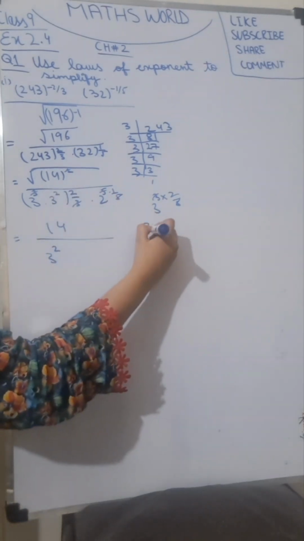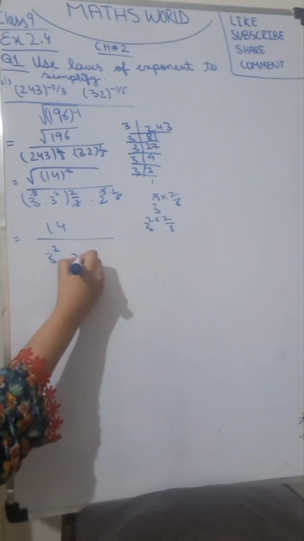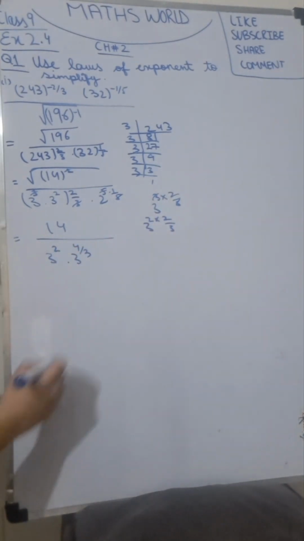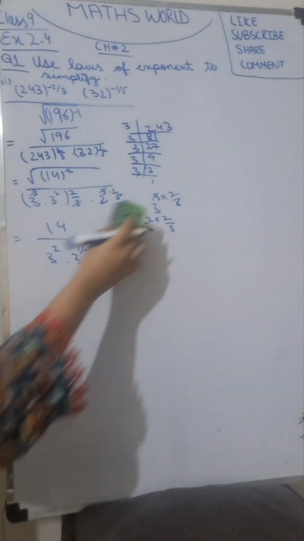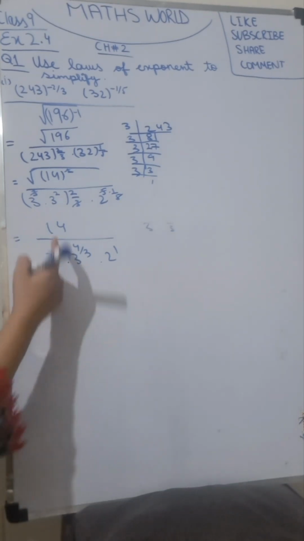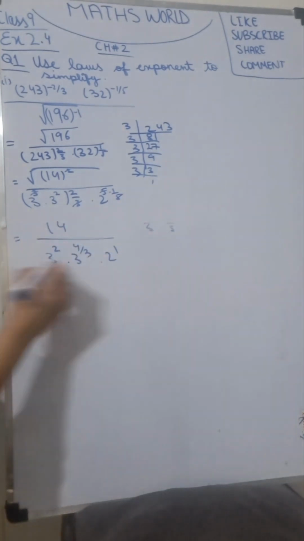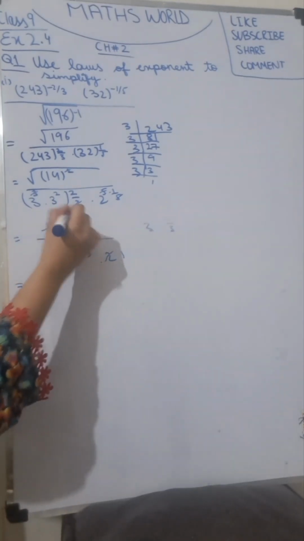And here 3 power 2 into 2 by 3, so you will get 2 to the 4 by 3. And here you will get 2 power 1. Now what will you do? Simply solve the question, and by solving the question you will get the answer. So if you see, this is 4 and this is 2. 2 ones are 2 and 2 sevens are 14.